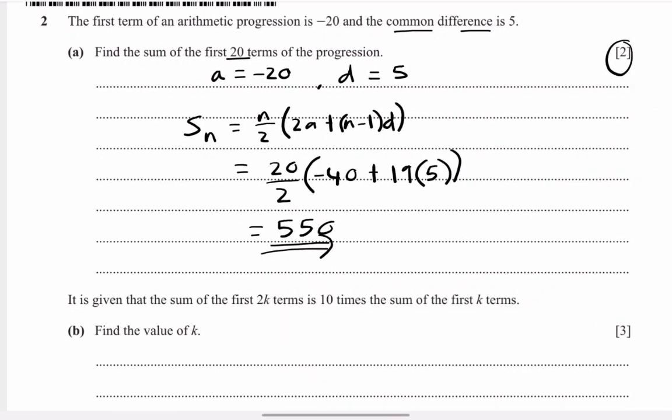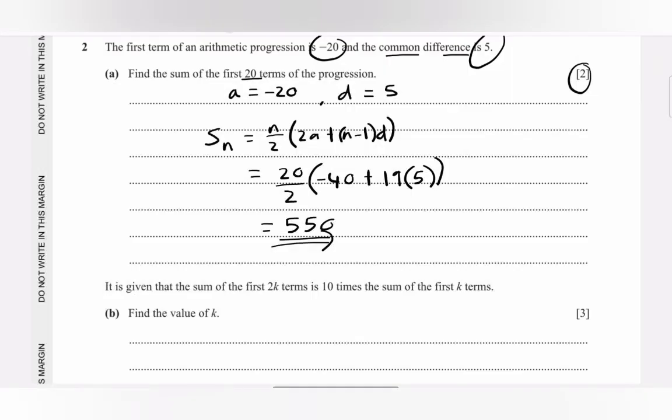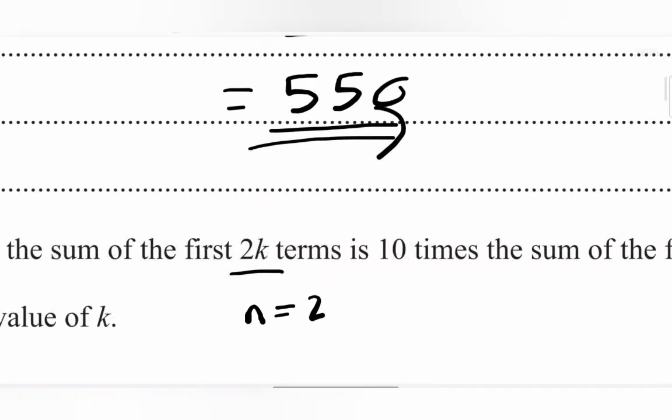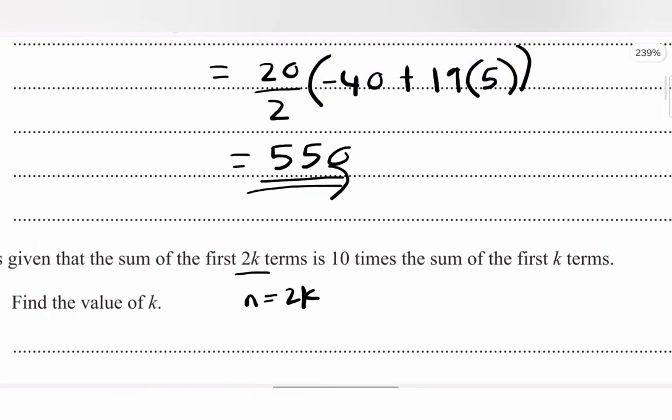Then it says it is given that the sum of the first 2k terms is 10 times the sum of the first k terms, and B is saying find the value of k. Using the same formula that we used in part A, we would then be saying for the first 2k terms our n is equal to 2k, and for the first k terms our n is equal to k, and we know our a is minus 20 and our d is 5.